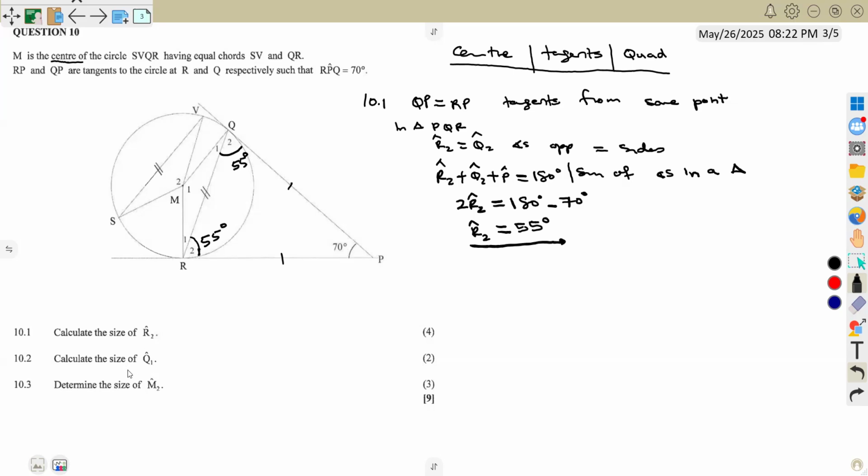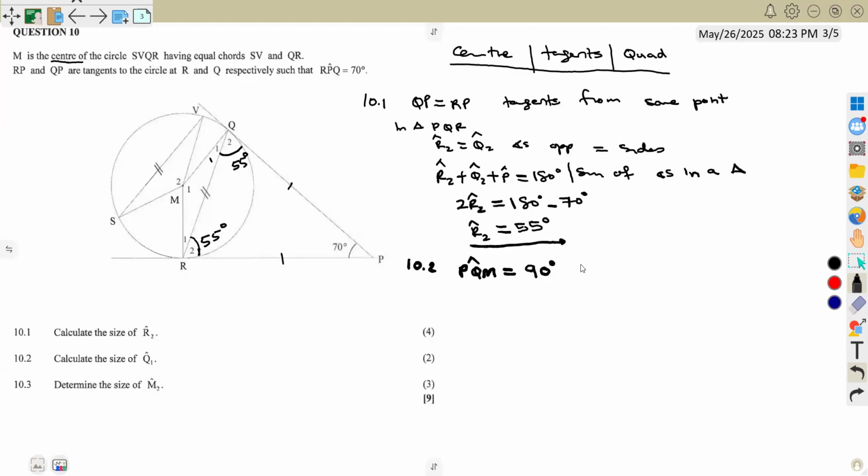Then the next question is saying calculate the size of Q1. If we check, here is our Q1. And we know M is the center, so QM is the radius. So we know that the angle PQM must be equal to 90 degrees.